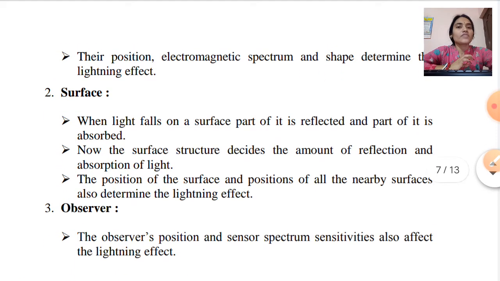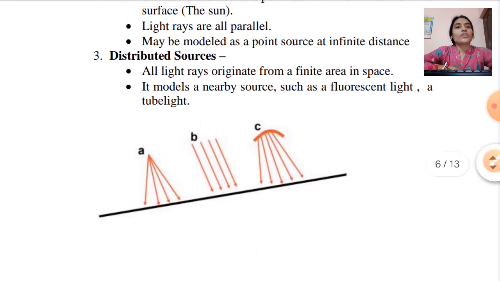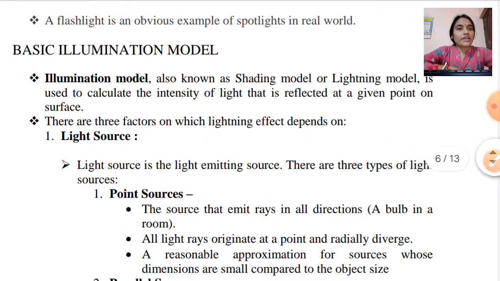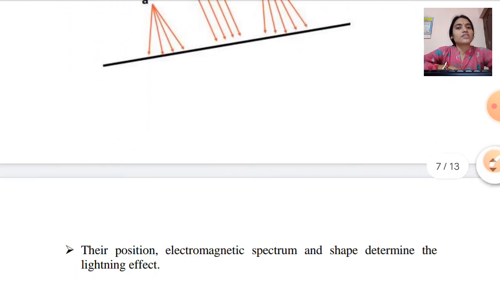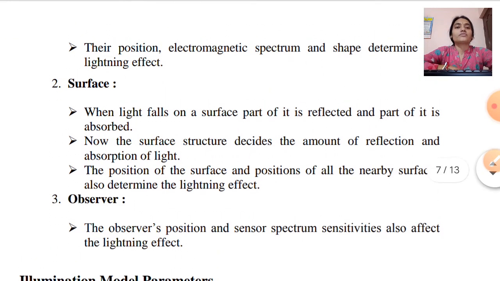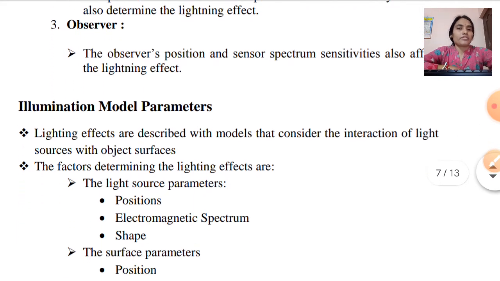Next one is our observer. The observer position and sensor spectrum sensitivities also affect the lighting effect. That means in the basic illumination model we discuss three factors: light sources, surface, and last, our observer. Next one is our illumination model parameters.